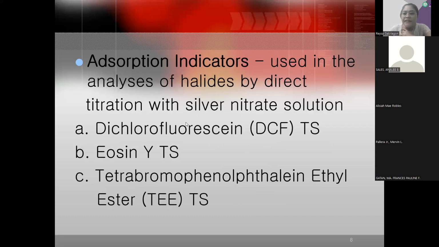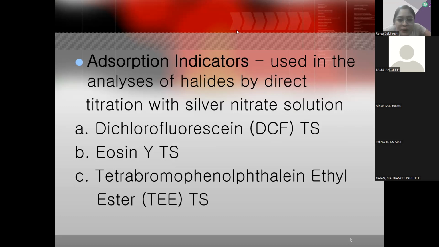Okay, and then aside from the two, the ferric alum and the potassium chromate, we also have the so-called adsorption indicators, which are used if we are going to identify or analyze halides. When you say halides, we are referring to the halogens: fluorine, chlorine, bromine, iodine. Most of the time, it's the four. We seldom analyze the astatine. But again, adsorption indicators are used most of the time in the determination of the halogens by direct titration. Take note, direct titration tayo dito and our titrant is silver nitrate.